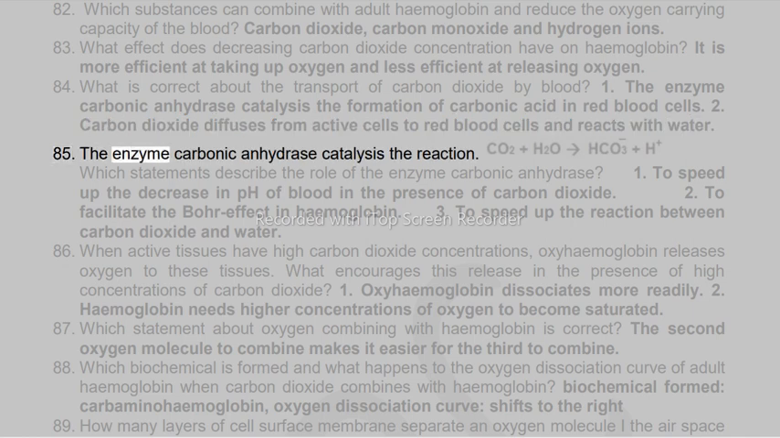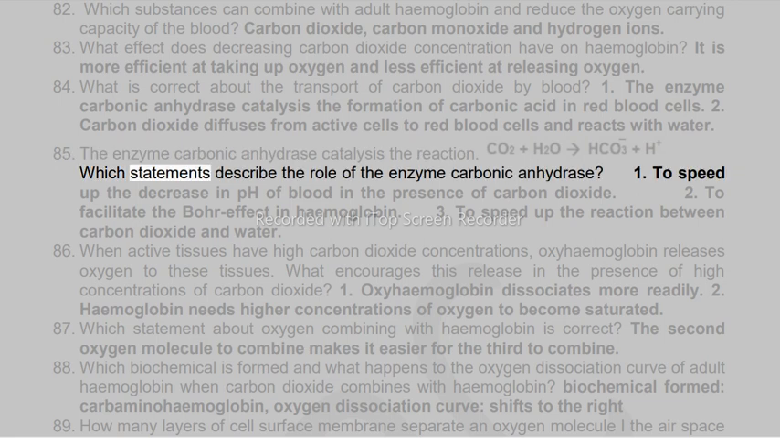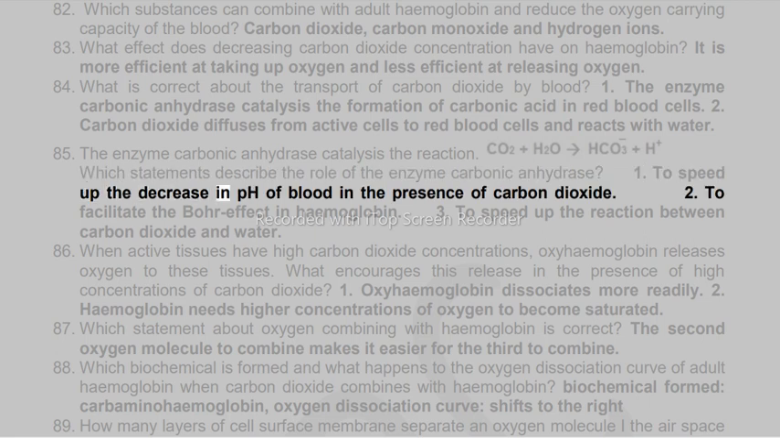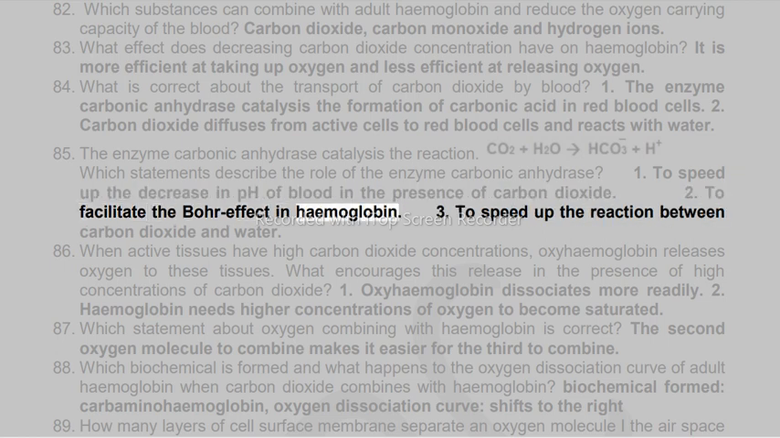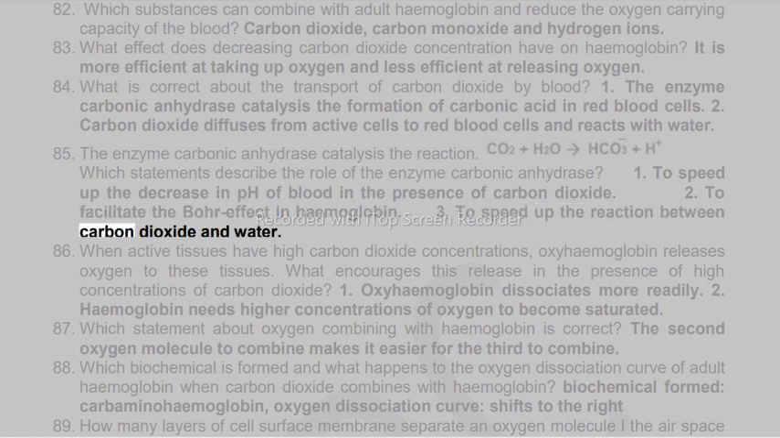85. The enzyme carbonic anhydrase catalyses the reaction. Which statements describe the role of the enzyme carbonic anhydrase? 1. To speed up the decrease in pH of blood in the presence of carbon dioxide. 2. To facilitate the Bohr effect in hemoglobin. 3. To speed up the reaction between carbon dioxide and water.